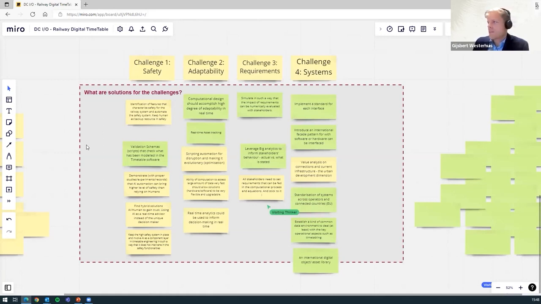Then systems, standardization, but also standardization across operators and countries. We try to do that.